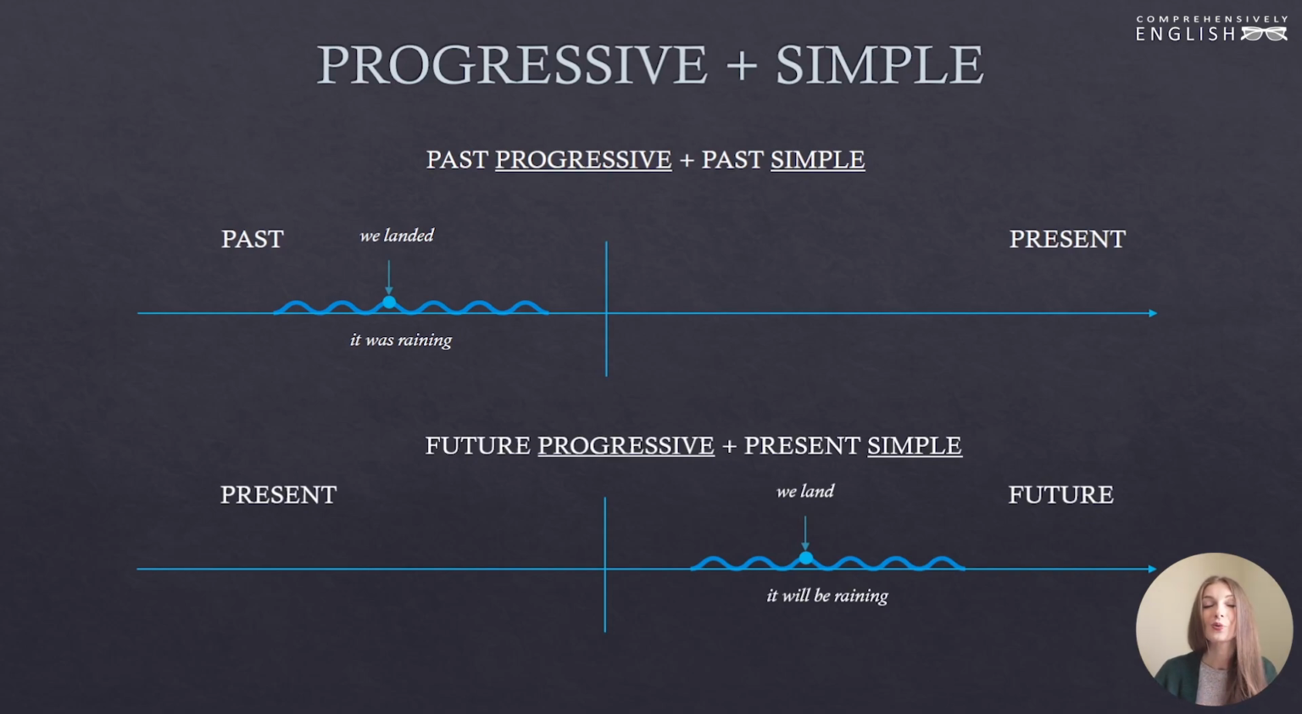A similar situation is in the future. It will be raining when we land. When we land, it will be raining. The only difference that you have spotted is that we don't use the future simple. Why? Because it's an adverbial clause of time. We use the present simple when we land, not when we will land, right?